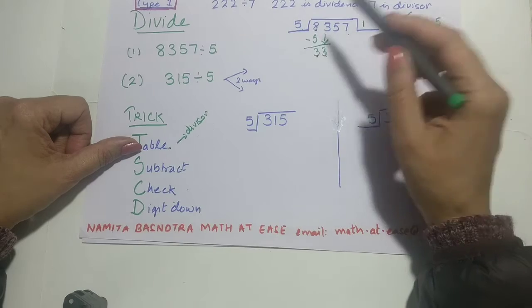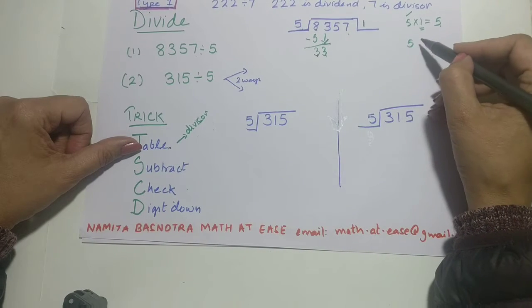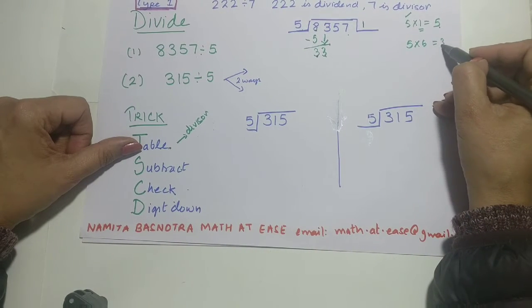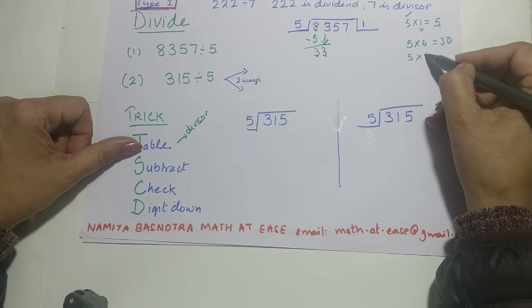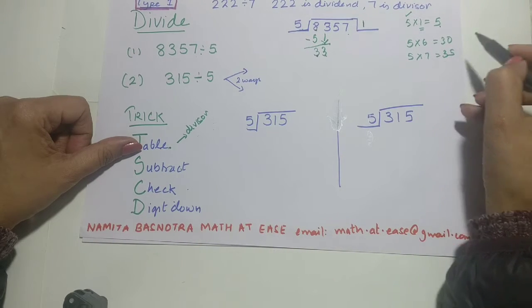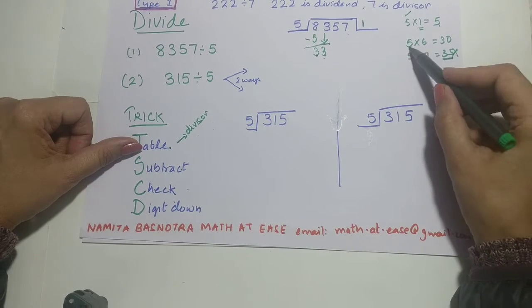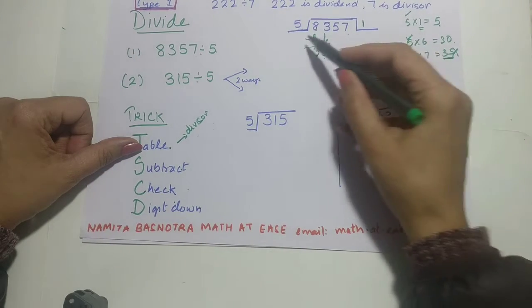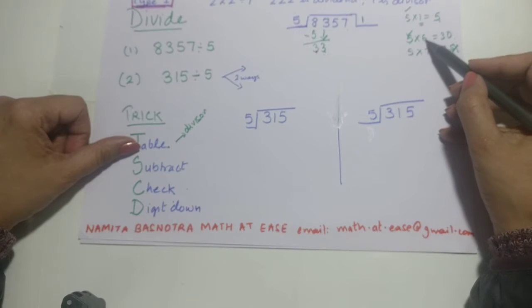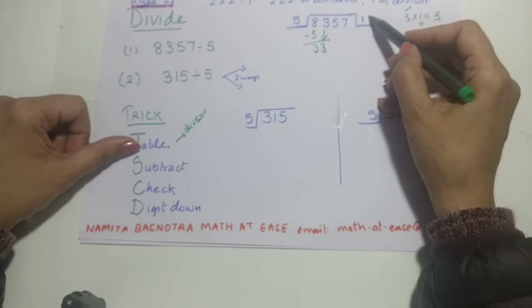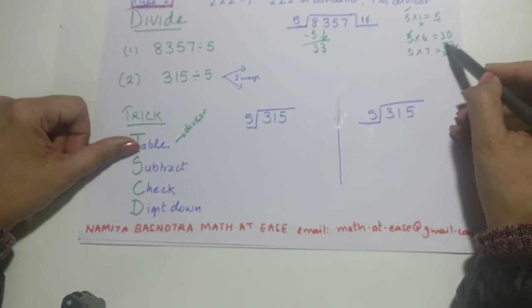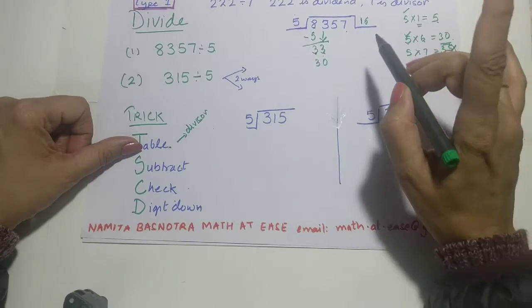Say the table. So I'll say the table of 5. 5 6s are 30, right? And 5 7s are 35. I know that 35 is more than 33. I will not take 35. I will take 5 6s are 30. 5 is already there, divisor, can you see? And 6, where will it go? It will come over here. And 30, the product, will come under 33. That was my first trick.